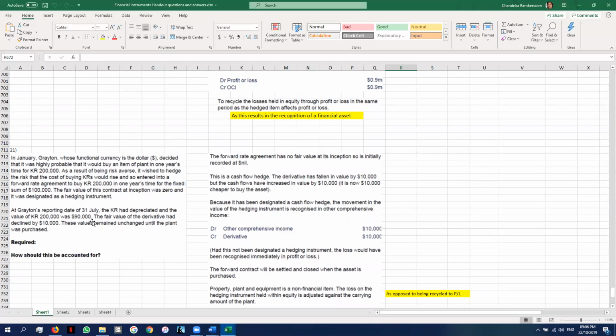In January, Great Britain, whose functional currency is the dollar, decided that it was highly probable it would buy an item of plant in 1 year's time for 200,000 kroner. As a result of being risk averse, it wished to hedge the risk that the cost of buying kronas would rise. Remember, again, Great Britain's currency is probably more than likely the dollar. So they are concerned that krona would change in value.